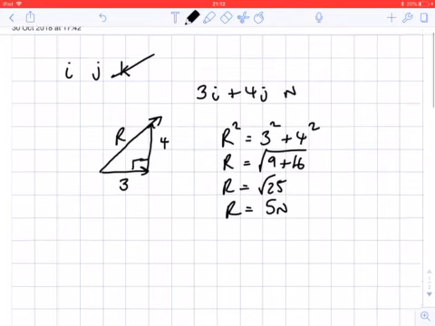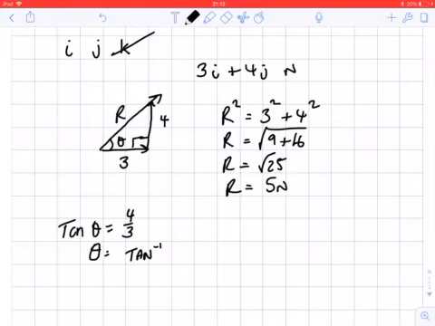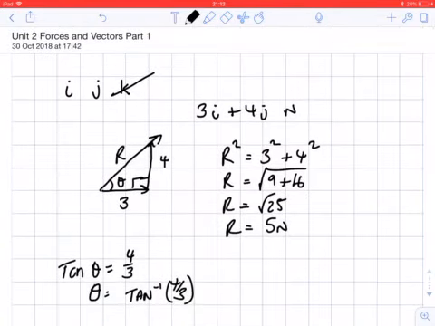We'd also probably want to work out the direction of the force. So in this case, the direction to the i would be tan theta, being the opposite over the adjacent, which is 4/3. So to find theta, we'd simply do the inverse tan of 4/3. Sometimes it asks for the tan of the angle, or it asks for the angle itself. And again, this is a simple calculation because Unit 2 is in fact a calculator paper.